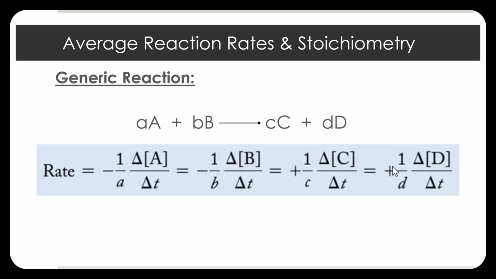One of the things I do like about this graphic and this formula is we notice this is a single rate for the whole reaction. So I could look at the rate of the consumption of A, I could look at the rate of formation of D, but all of those equal the same value, which is why we have to address the coefficients.